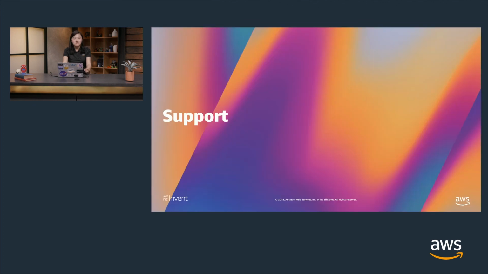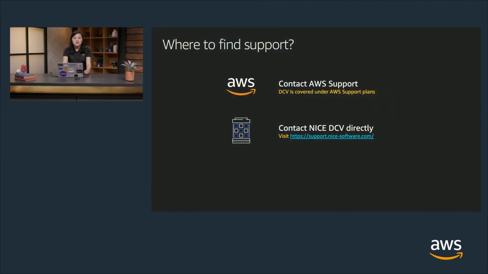Lastly, let's talk about support. If you use DCV on AWS, please reach out to the AWS support with your DCV questions. NICE DCV is an AWS product and it is fully covered under AWS support plans, just like any other AWS service. If you use DCV on premises, please contact the DCV team directly by visiting support.nice-software.com.